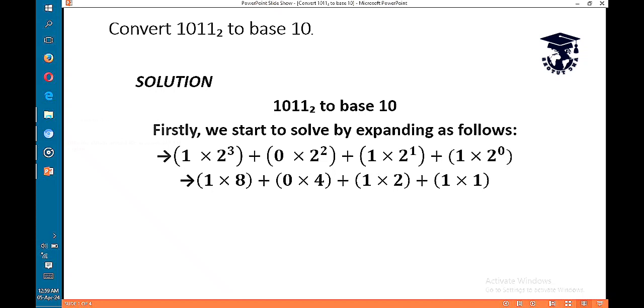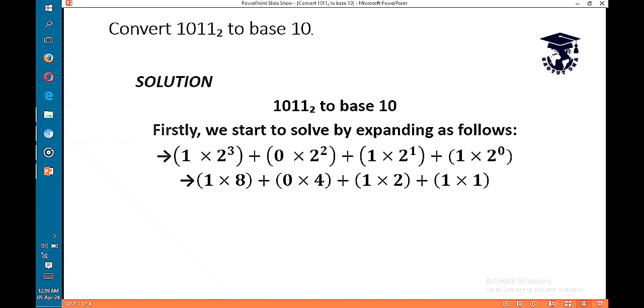Plus 1 times 2 raised to the power 0. 2 raised to the power 0 is equal to 1. So we can write 1 times 1 in the last bracket. Also, it is important to note that anything raised to the power 0 is equal to 1. 1 raised to the power 0 is 1. 2 raised to the power 0 is 1. 16 raised to the power 0 is 1. 500 raised to the power 0 is 1.